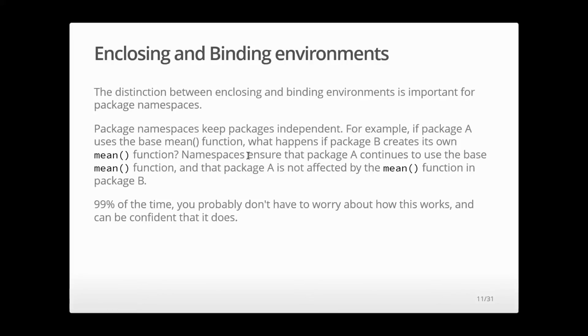It separates the enclosing environment. So for package A, the functions that might call the mean have an enclosing environment whose search path goes through the base environment, where it's going to find the true mean. Whereas package B has its separate namespace, so even though you have this other, different mean, it's not going to mess it up. I'm going to say 99% of the time you don't have to worry about how all of this works, and just be confident that it does.